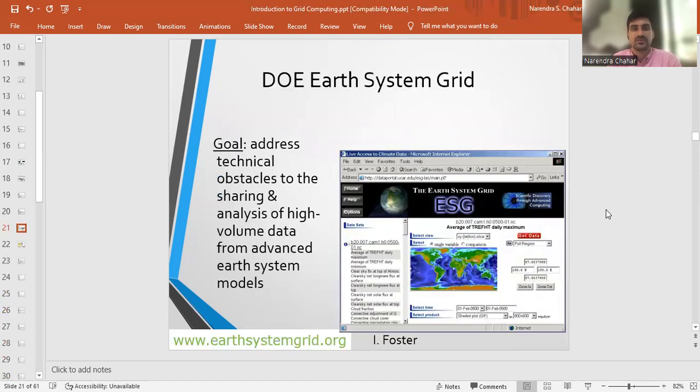Next, we talk about DOE Earth system grid. What is the Earth system grid? When we talk about the Earth, we see some horizontal and vertical lines. These lines are commonly called a grid, as they are making the grid from horizontal and vertical lines. Its goal is to address the technical obstacles to the sharing and analysis of high volume data from advanced Earth system models.